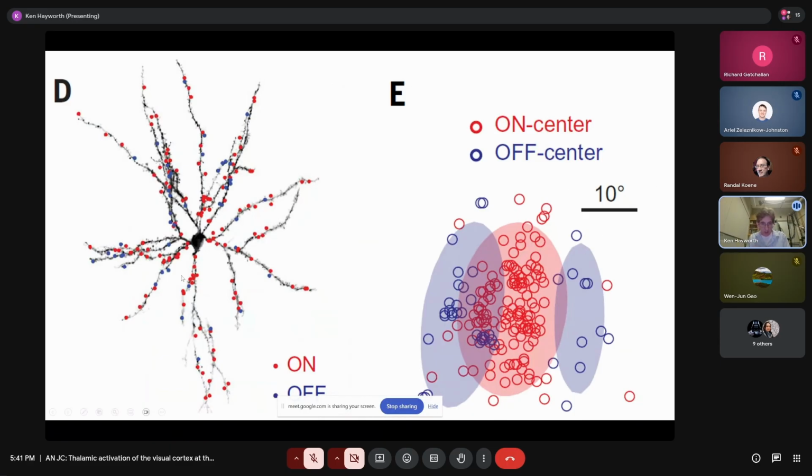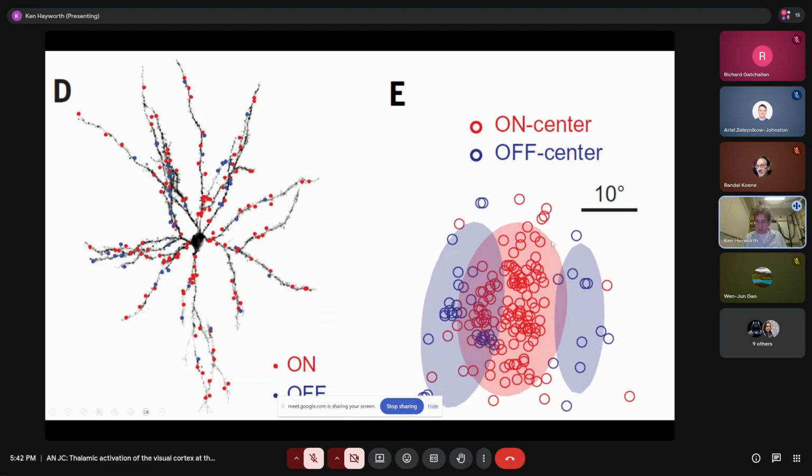So here's our cell. This is like the beautiful figure of the paper here, right? So here's a single cell. We're looking at only the synapses that are coming from the LGN. We're coloring the on center ones red, the off center ones blue. I don't see any clustering. Maybe there is, but I don't see it. And then we're plotting in visual space each of those synapses, where the center of its receptive field is.